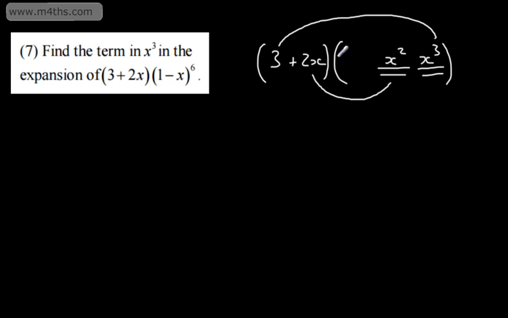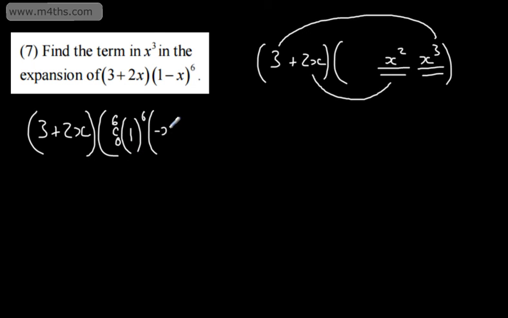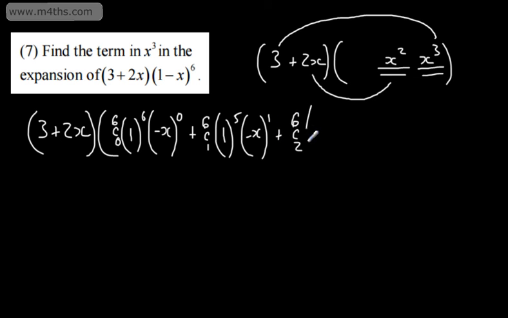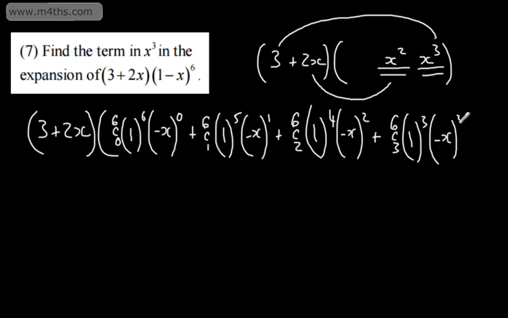If you're not confident with doing that, perfectly fine, you don't have to. What we can do is simply go ahead and write this out. So 3 plus 2x, that's the single power bracket. Then we'll have 6C0, we'll have 1 to the 6, and then we'll have negative x to the 0. Plus 6C1, we'll have 1 to the power 5, and negative x to the power 1, plus, and this is what we're interested in, these terms right here, that's going to be negative x, and we need to square it, plus 6C3, we'll have 1 cubed, and then we'll have negative x, which we need to cube.